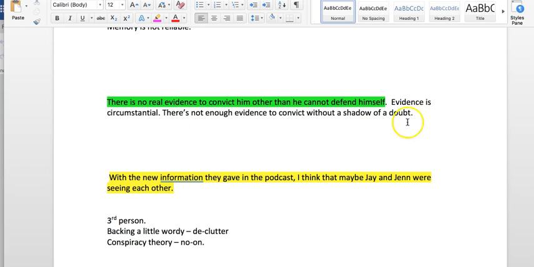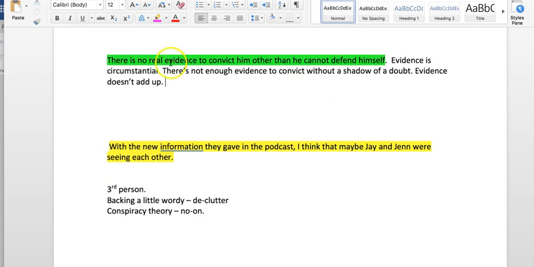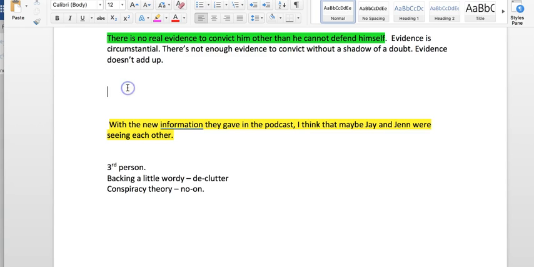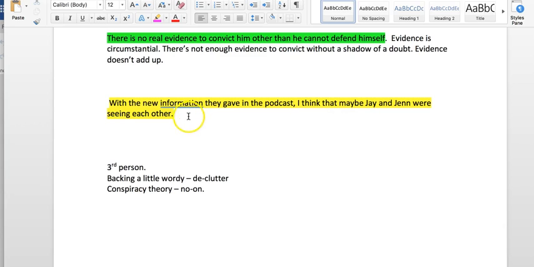Maybe evidence doesn't add up, right? See, so we're taking out the clutter here, and we're making this understandable to people. And so here we have this third one here. With the new information they gave in the podcast, I think that maybe Jay and Jan were seeing each other. This right here is a conspiracy theory. You don't know this for sure unless you have done some research and somehow have uncovered this little detail that no one else has. So this needs to be rewritten completely, because there's no way to attach that.